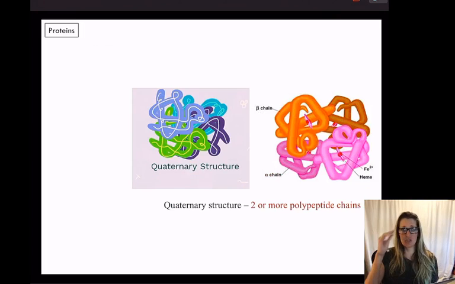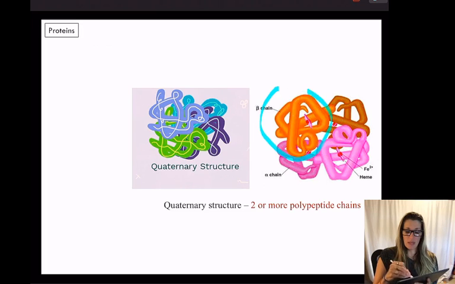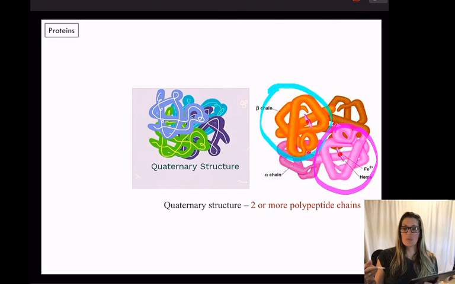Finally, you have the quaternary structure, which is two or more polypeptide chains. The body took the primary structure, folded it up, took the secondary structure, folded it up, and did that with two different polypeptide chains, and then stuck them together. In this example, this would be one polypeptide chain that got folded up, and this would be another. Each of these colors represents a different original polypeptide chain that went through primary, secondary, and tertiary structure, and then got bonded together to form a quaternary structure.